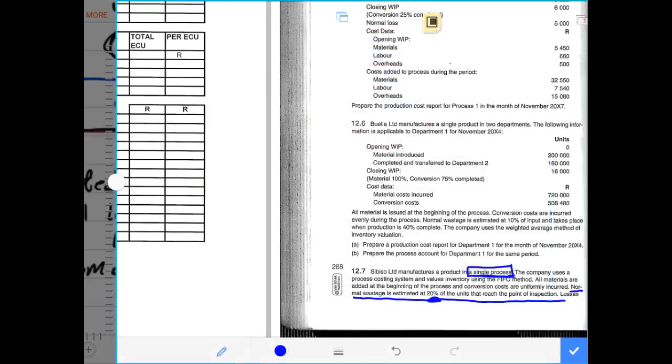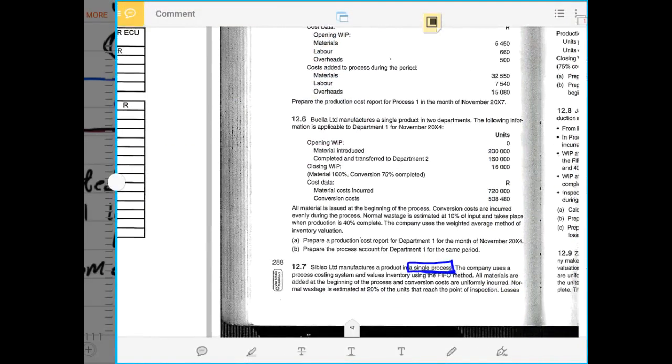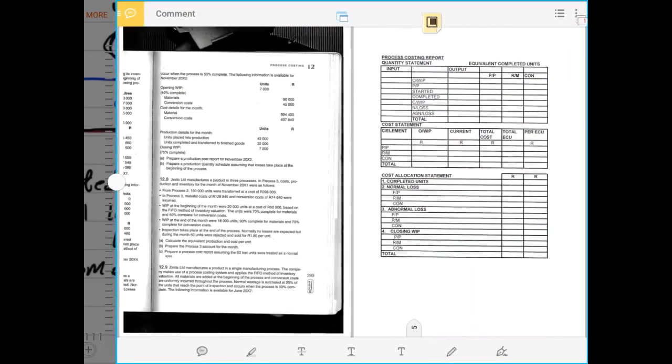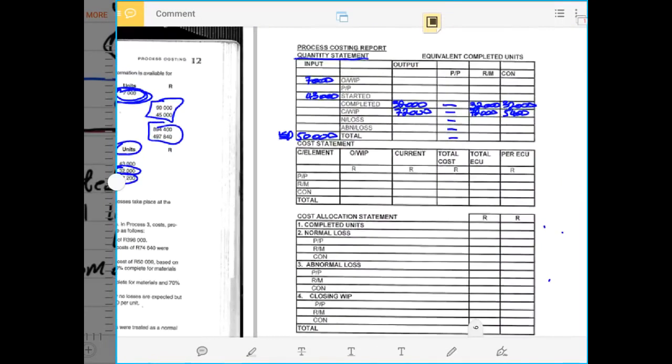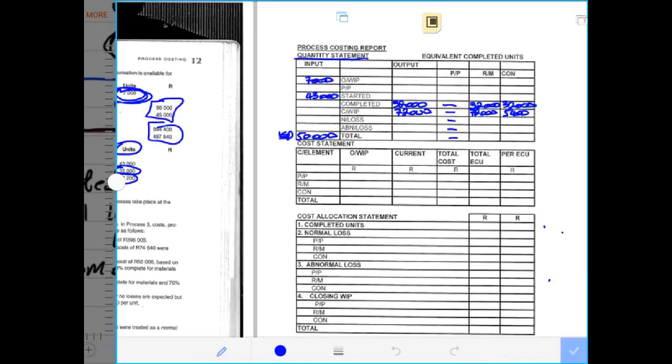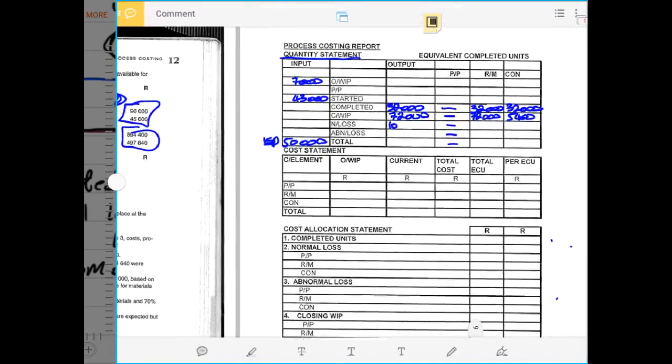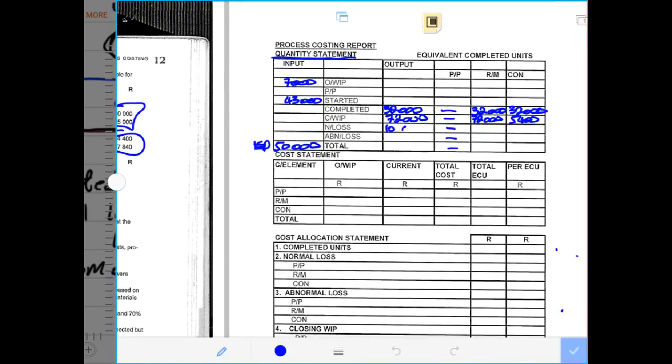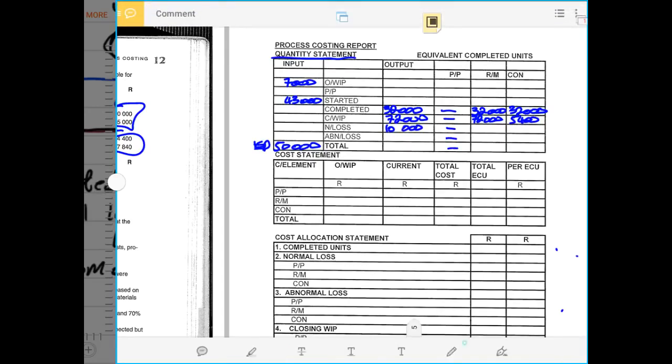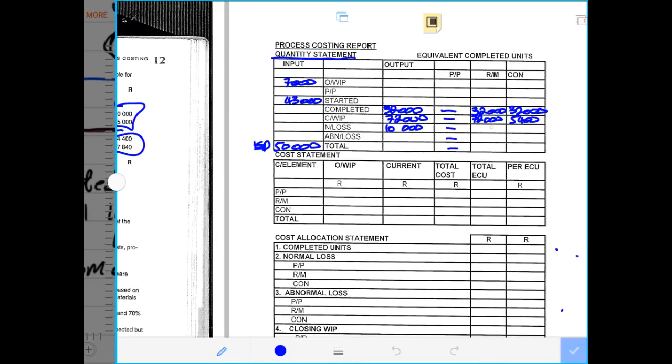So now let us split in our table where we allocate our losses into both normal and abnormal. And we know that under normal loss we record that only under the output, because normal loss only takes place at the beginning of the period. Therefore, under normal loss we record 10,000 units. And they told us that normal loss occurs at the beginning of the process, and if that is the case, it means it will not have impact on other components, being raw material current period and conversion cost current period.